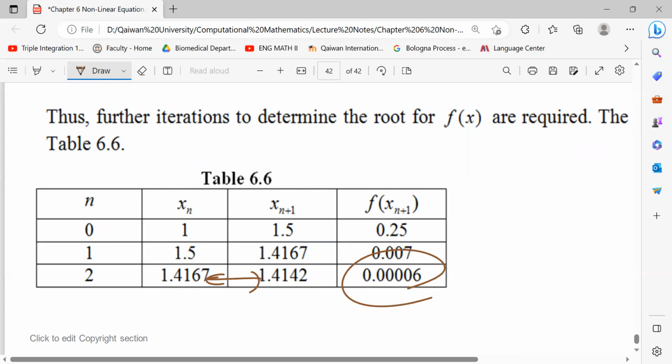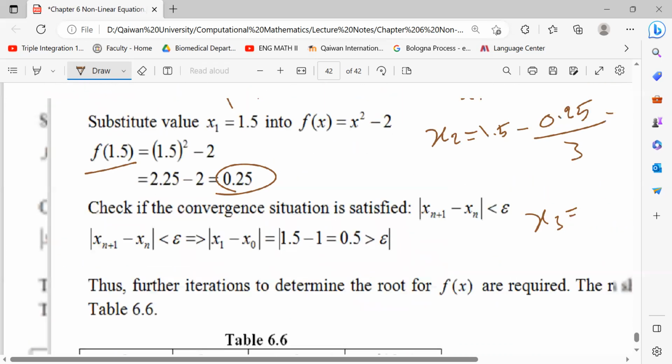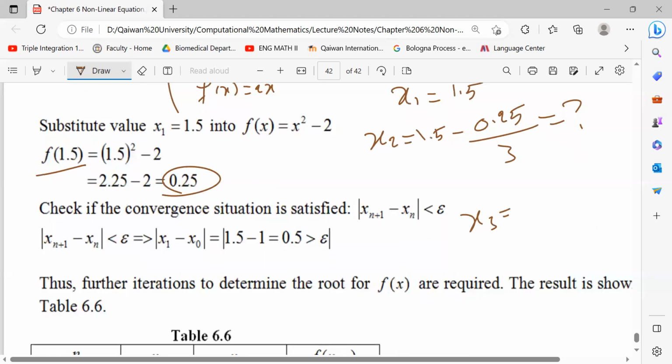If it's less than epsilon, we stop. If not, we continue. As you see here, if we subtract these two, we get 0.007. It's greater than 0.0005. So we continue till we get a value which is less than 0.0005. Okay. Don't separate this from Newton's method. You can just use Newton's method. Okay.